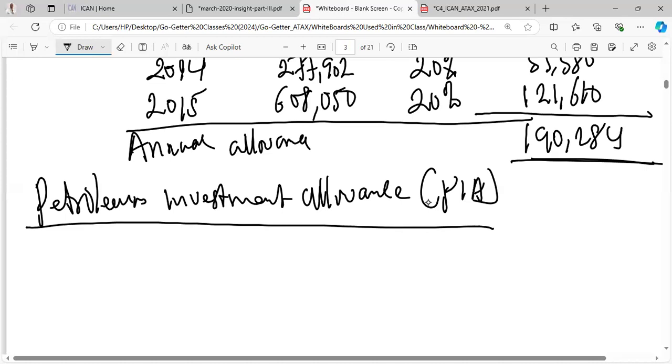We are going to look at all the assets that were bought in 2015, because the PIA is just like investment allowance or initial allowance that is charged on the first year of use. So 2015 is the reporting year. Any assets bought in 2015 qualify for PIA.